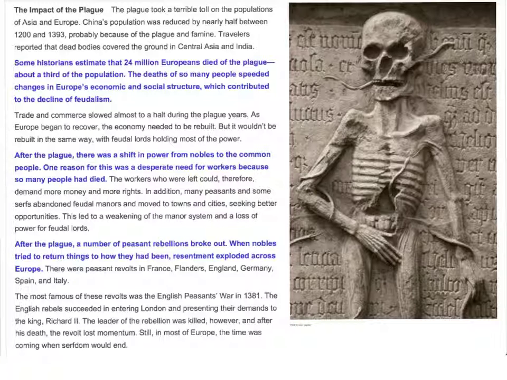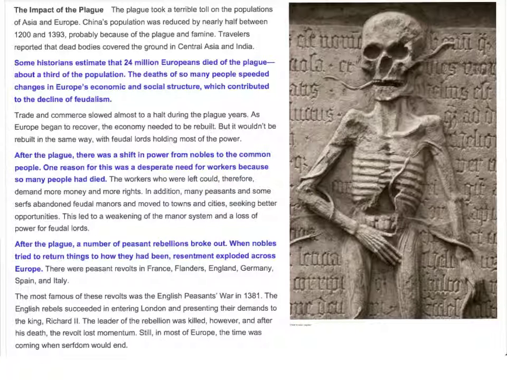So the deaths of so many people speeded changes in Europe's economic and social structure. And these changes led to the decline of feudalism. So how this ties to feudalism is that losing so much of the population impacts the economy and impacts social structure, so it led to change. Trade and any economic movement was really having trouble during these times, and the economy needed a total rebuild.